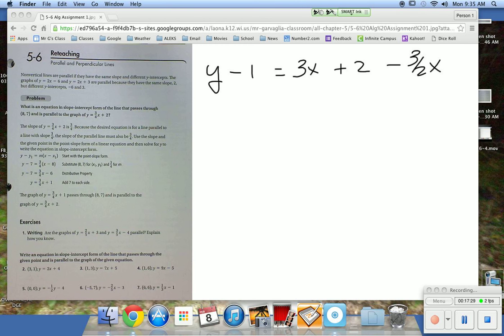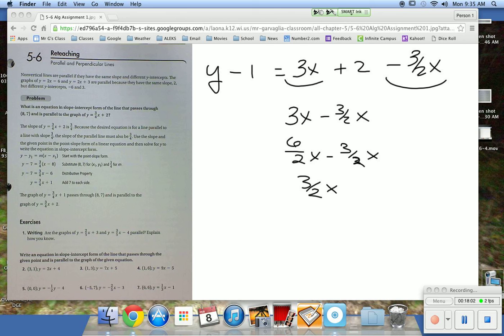Negative 2/3? That's your final answer? Negative 2/3. Okay, let's take a look at this. What is the slope attached to? The x, right? So really all we have to do is worry about these x's. They're on the same side of the equal sign. So let's go 3x minus 3/2 x. Well, I'm going to make this 6/2 x minus 3/2 x. I'm going to end up with 3/2 x. Invert it, make it negative. Negative 2/3.